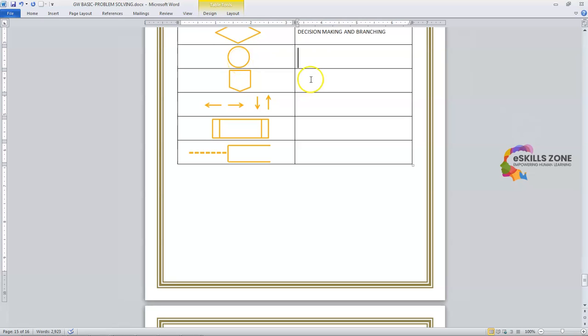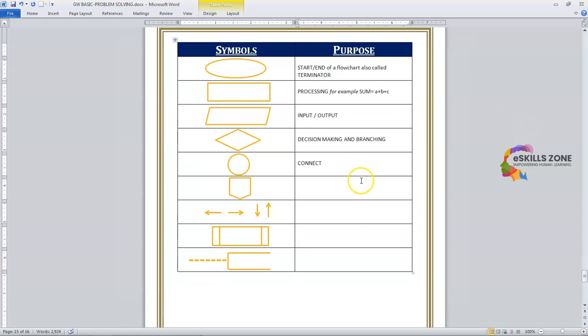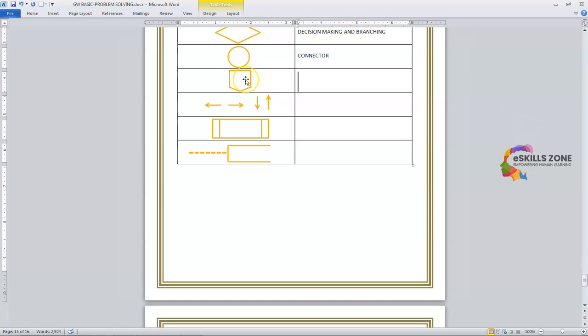This is another symbol. Circle is called connector. It's also called page connector. Sometimes the flowchart becomes very long, so it needs to transfer to the other page. So this connector is used to connect two different pages together. This is called off-page, on-page connector.